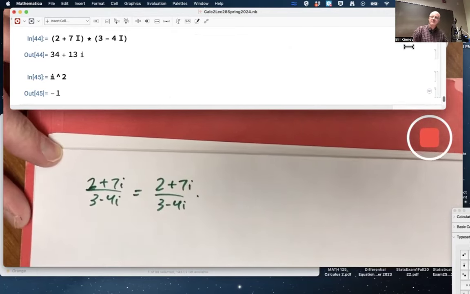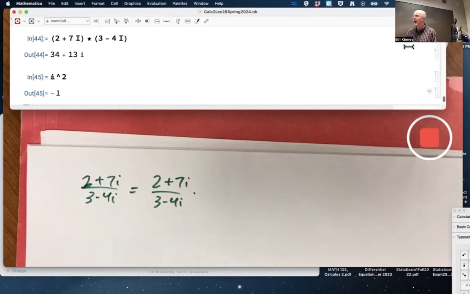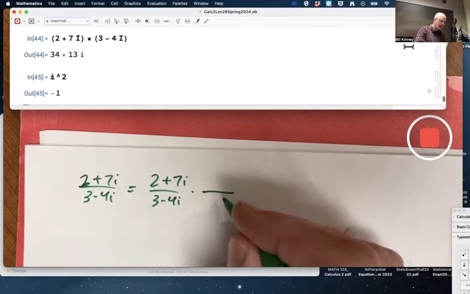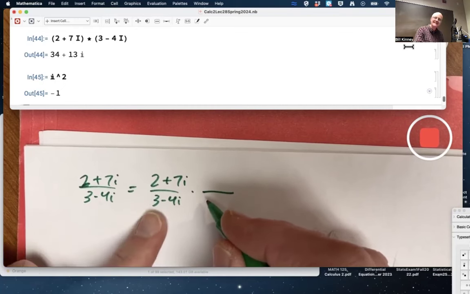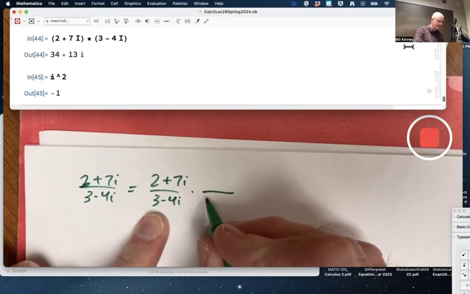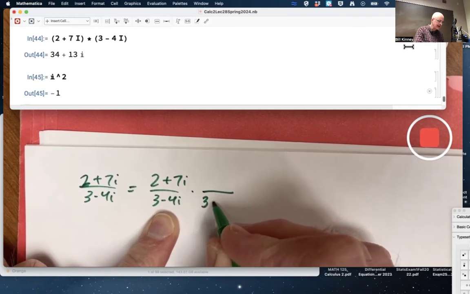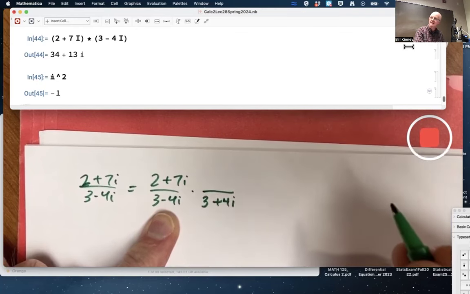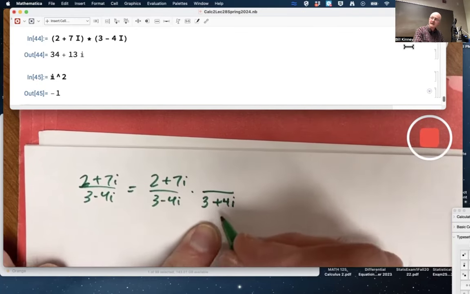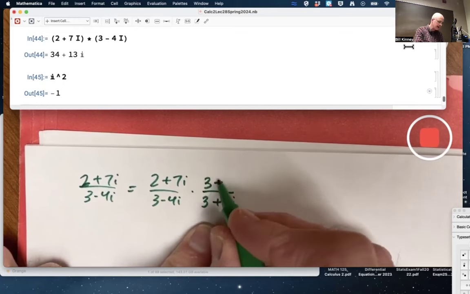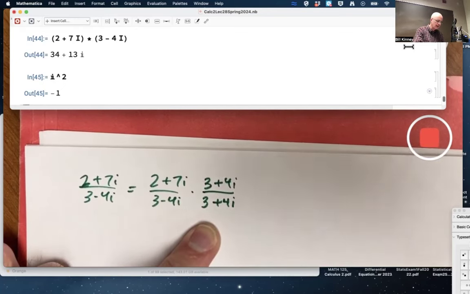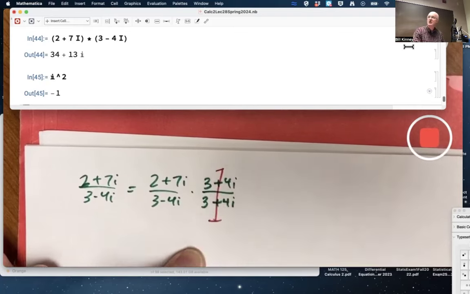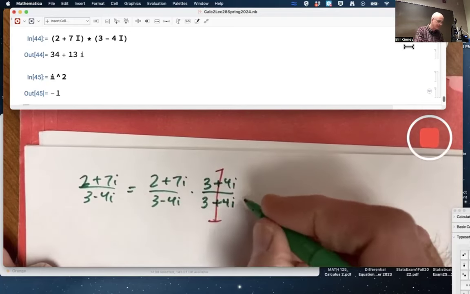What you do is you'd like to get rid of the i's in the bottom of this fraction, and ultimately write this as some number plus some number times i. The trick is to multiply the top and the bottom by the complex conjugate of the bottom, where you keep the real part the same, but negate the imaginary part, change the minus to a plus. If I multiply in the bottom, I've got to compensate by multiplying on the top, so that I'm really multiplying by 1 and not changing the value of the expression.